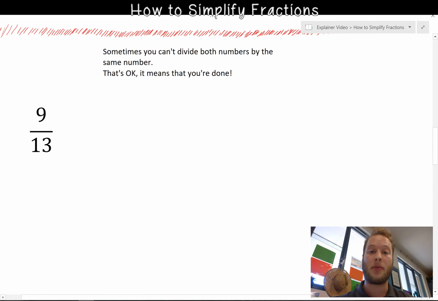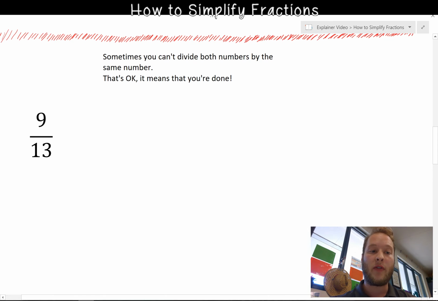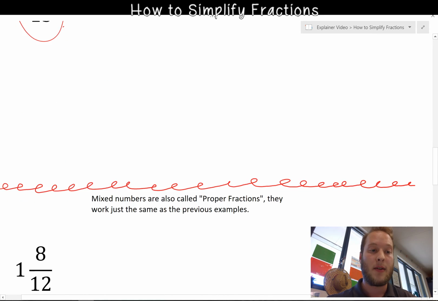For my next example, we've got something where maybe 2 might not work, but maybe another number works. But you know what? In this example, 3 could fit into 9, but 3 can't fit into 13, so that doesn't work. So that means, again, this one, it's finished, yeah? Because I've gone through and there's nothing that can be divided into both. So I just have to say that's my answer, 9/13.